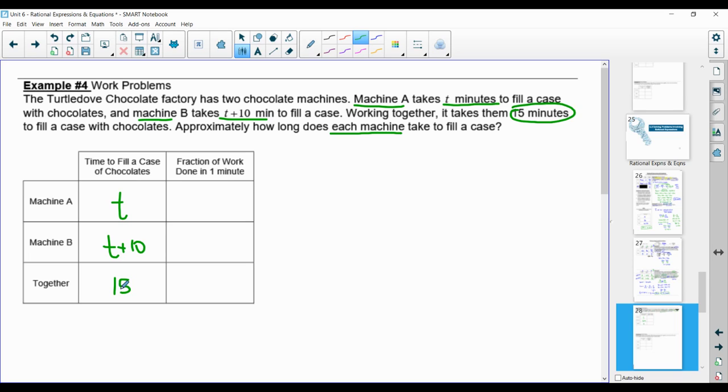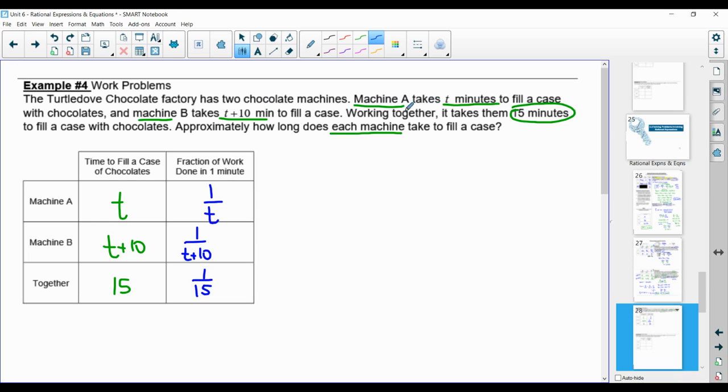Now, if you remember, when we were working with rational equations, we need to have our equation be a rational equation in order to solve. And so when we're working with work problems, we're actually taking and breaking this down into the fraction of work done in a minute. So if machine A can do the job in T minutes, that means they do a fraction of the job in 1 minute. So 1 over T. And machine B would do 1 over T plus 10 of the work in 1 minute. And then together, if they can complete the job in 15 minutes, that means in 1 minute they've completed 1/15th of the job.